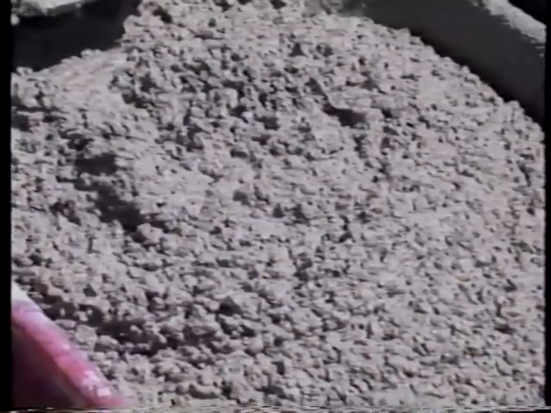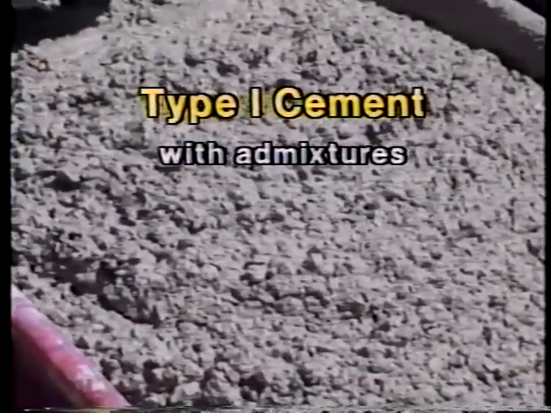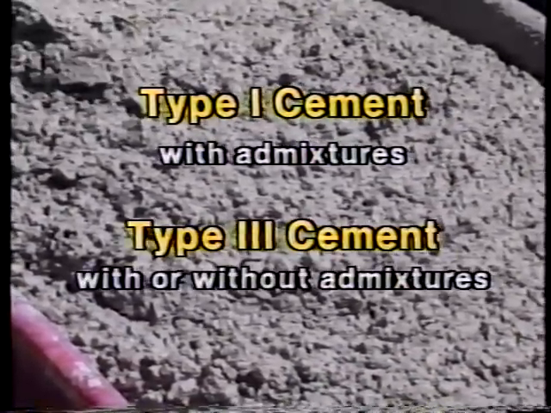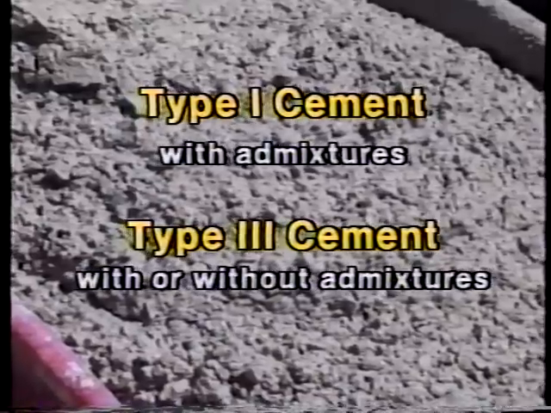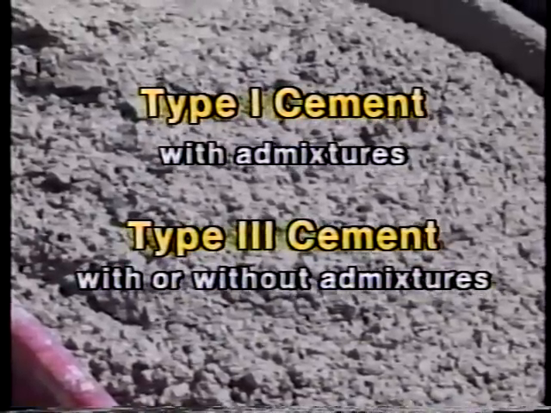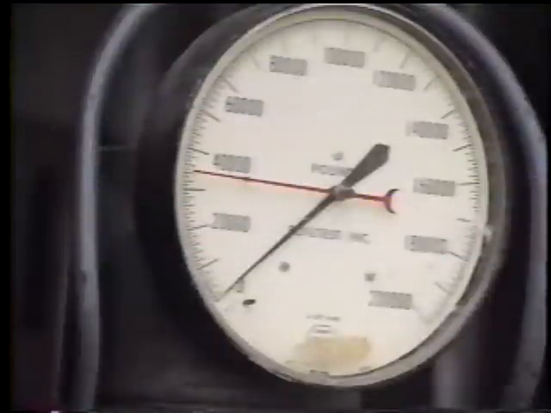High early strength concrete for rapid repairs contains either type 1 cement with admixtures or type 3 cement with or without admixtures. Both can attain compressive strengths in excess of 3,000 psi in 24 hours.